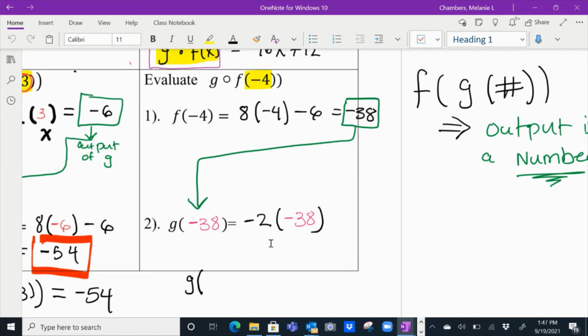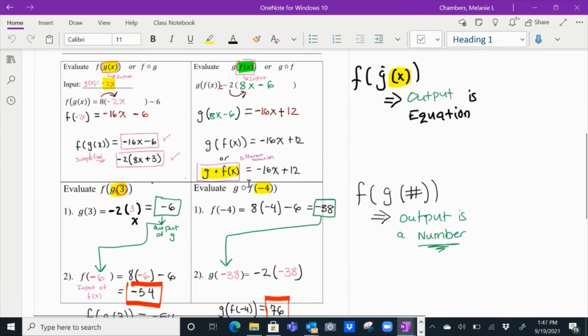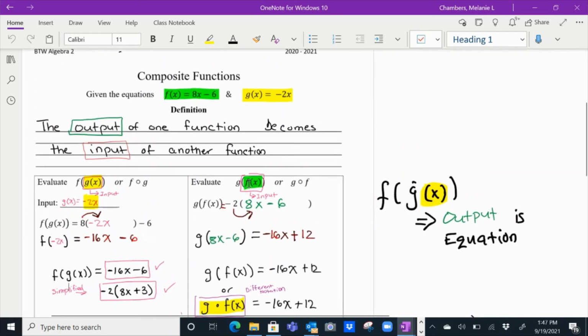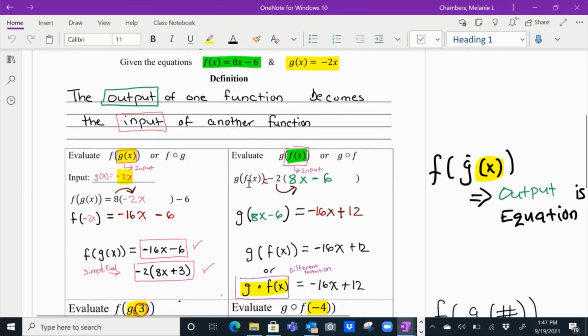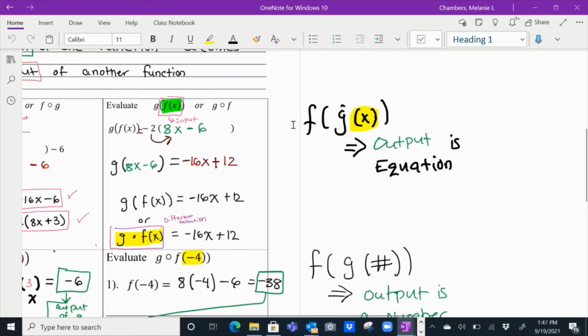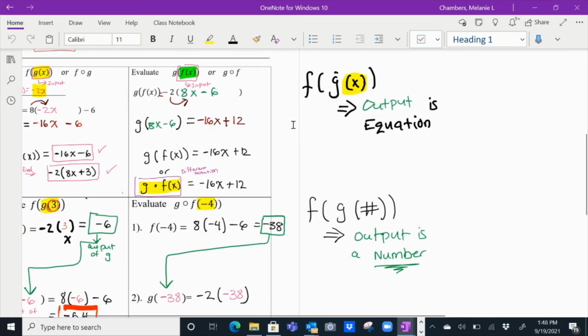So g of f of negative 4 is equal to 76. And I'm going to write this in the function notation. Oops, not x, negative 4. There we go. Alright, and it's a number. So this is how you evaluate composite functions. Remember, it's when you have the output of one becomes the input of another.